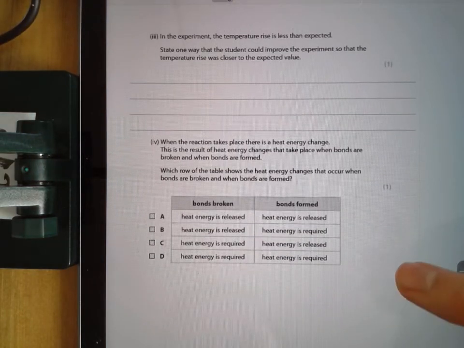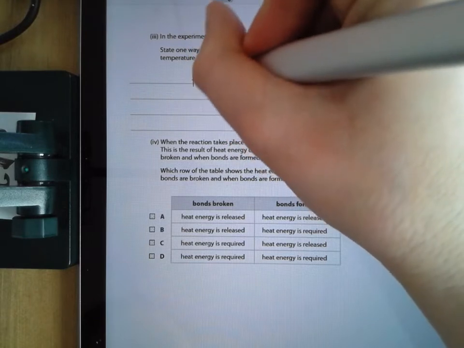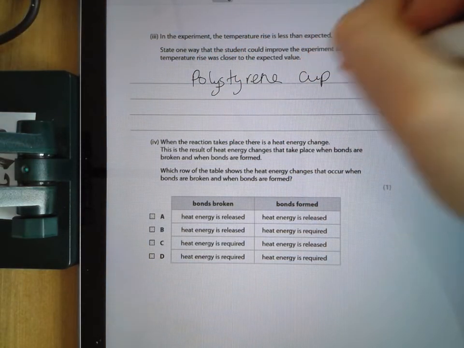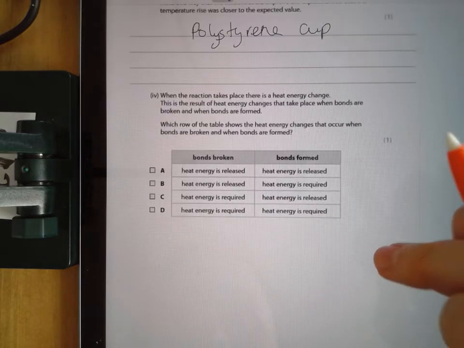The next question: how can you improve this experiment if the temperature rise was closer to the expected? Went through this in a previous video. Use a polystyrene cup. So you can mention a polystyrene cup, you can mention putting on a lid, anything that's going to insulate and stop heat loss is going to improve the experiment.